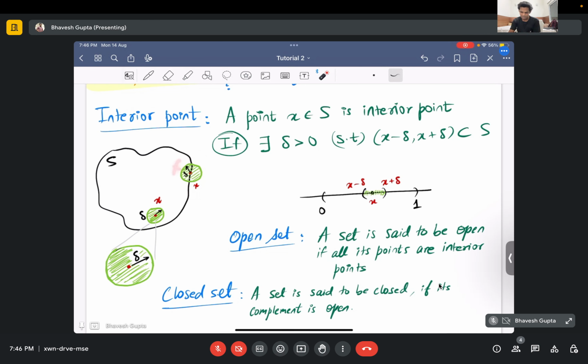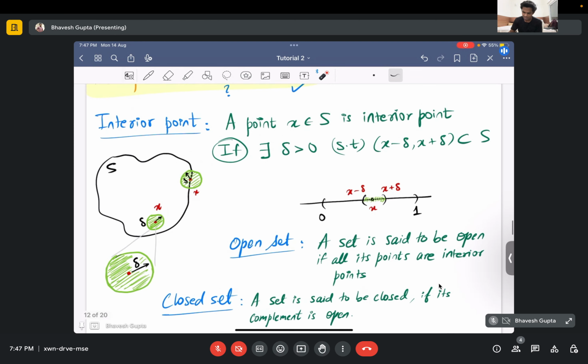No matter how large and small you select. But you can see this particular point, and I say that this particular point is an interior point because there exists a small neighborhood. You are always able to construct a small neighborhood around it, which lies completely inside this set S, right? So that's what the definition of an interior point is. Here I've shown it as a diagram.